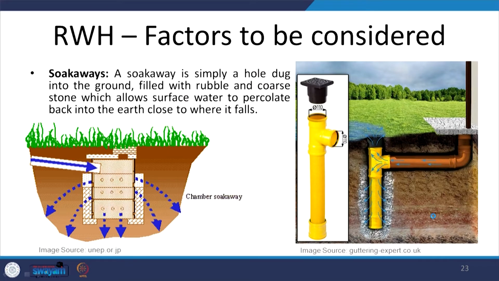Now, another one is soakaways. So, this is a very simple recharge pit kind of strategy. Here the sides are not lined and the water directly enters. So, instead of entering from the top, the water enters through a channel, for example, this one. So, from a paved area the water enters and then this pipe, which is also perforated, allows it to be soaked up, allows it to permeate to the ground.